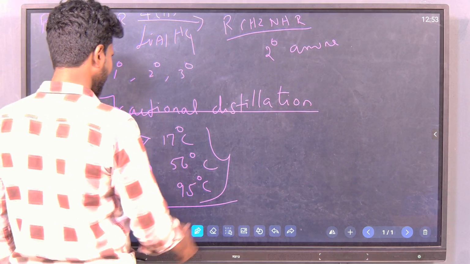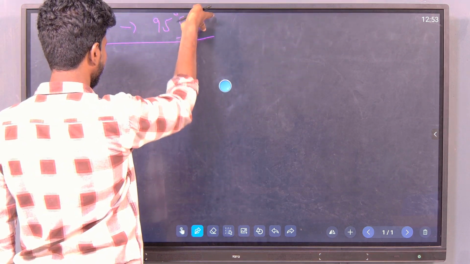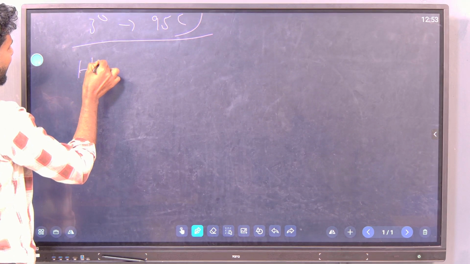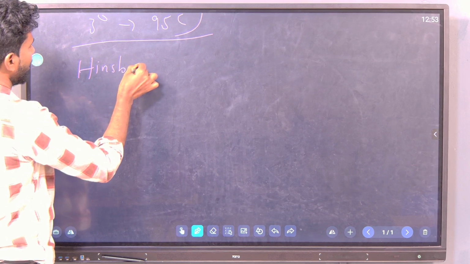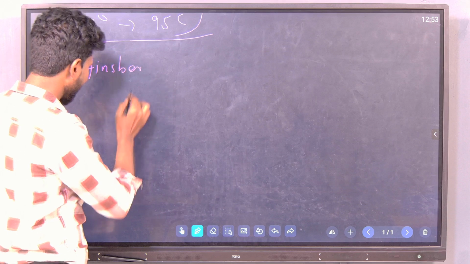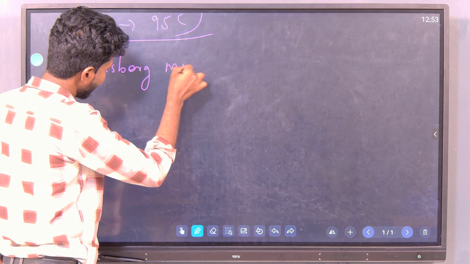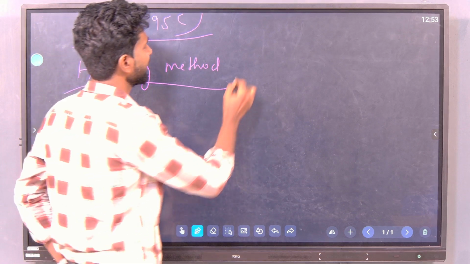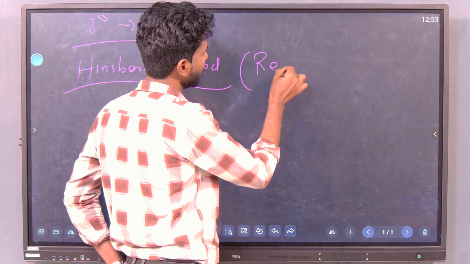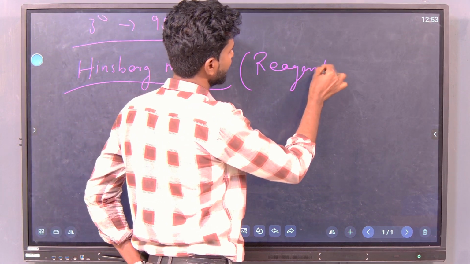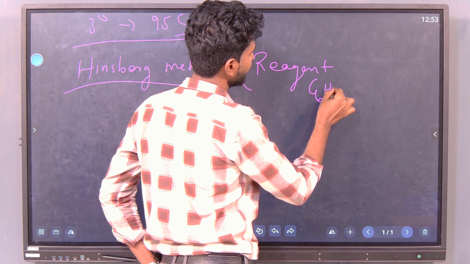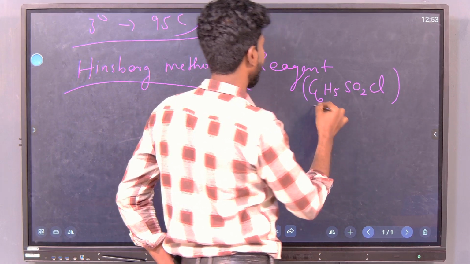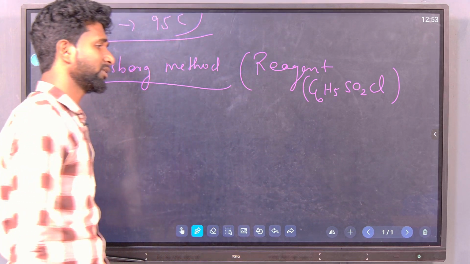Another one is with the Hinsberg reagent. Hinsberg is important: Hinsberg reagent or Hinsberg method, both are correct. Here we have to use the Hinsberg reagent. The reagent is important: phenyl, C6H5SO2Cl, benzene sulfonyl chloride. It's the Hinsberg reagent. Very simple.